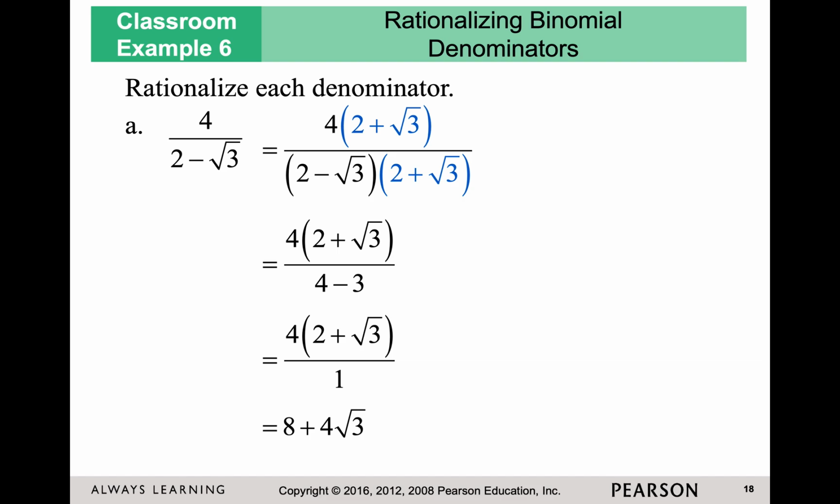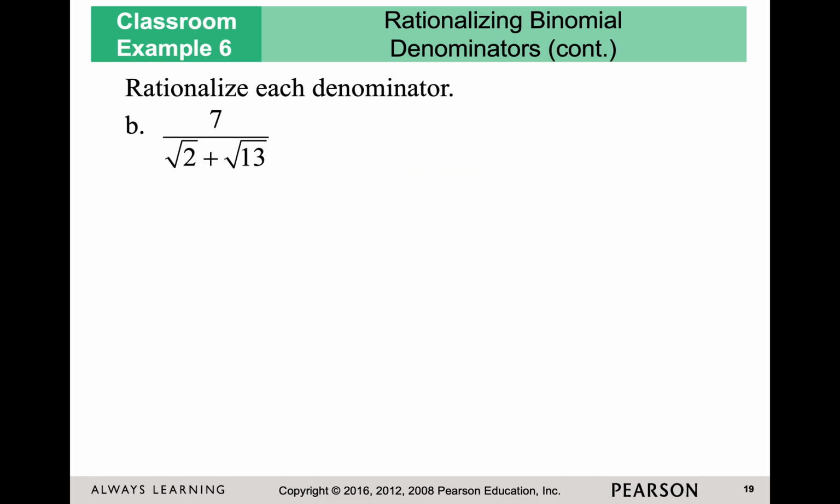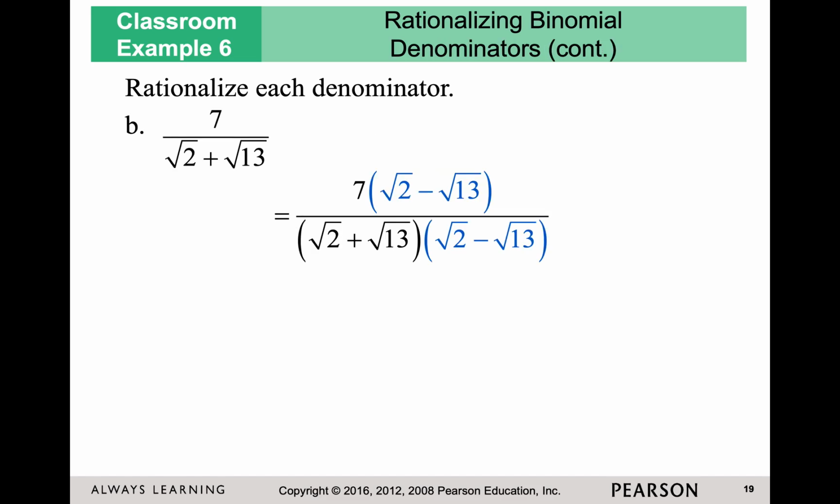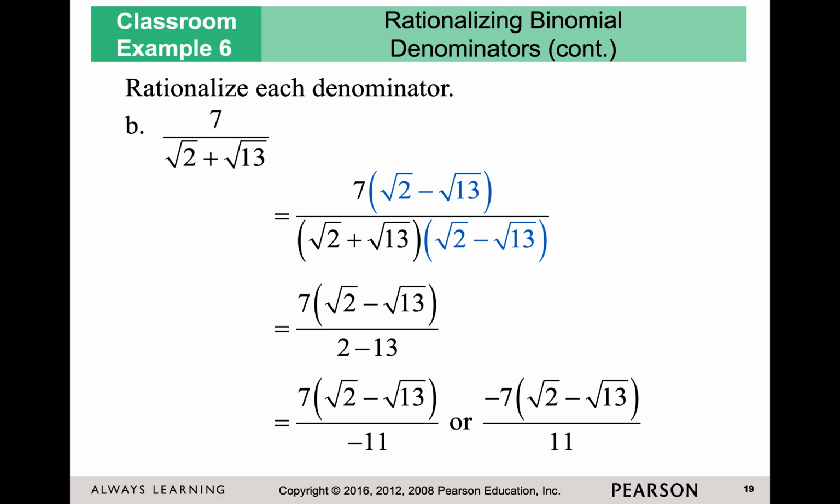You would need to distribute it to have a final answer that's fully simplified. That's a common question we get. So same thing here. I'm going to multiply by the conjugate. So I get square root of 2 times square root of 2, which is just 2. Square root of 13 times square root of 13, which is just 13, using that sum and difference of roots formula. Now I'm going to have to distribute the 7 and simplify 2 minus 13.